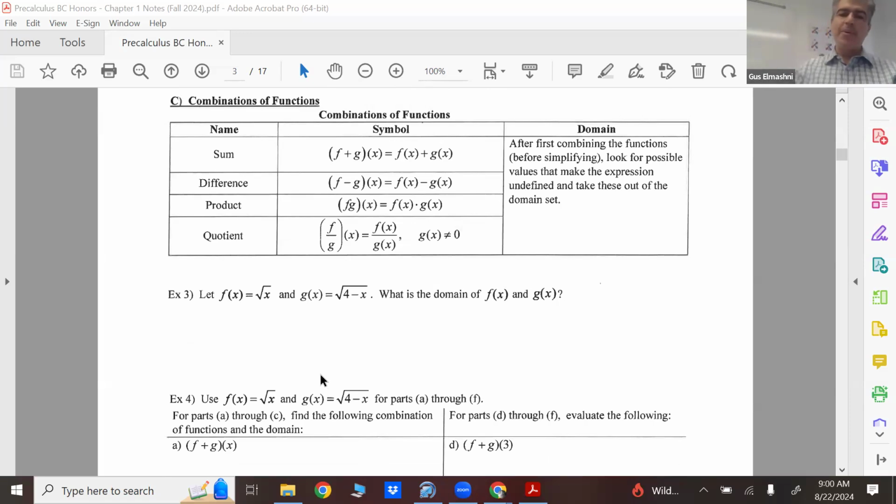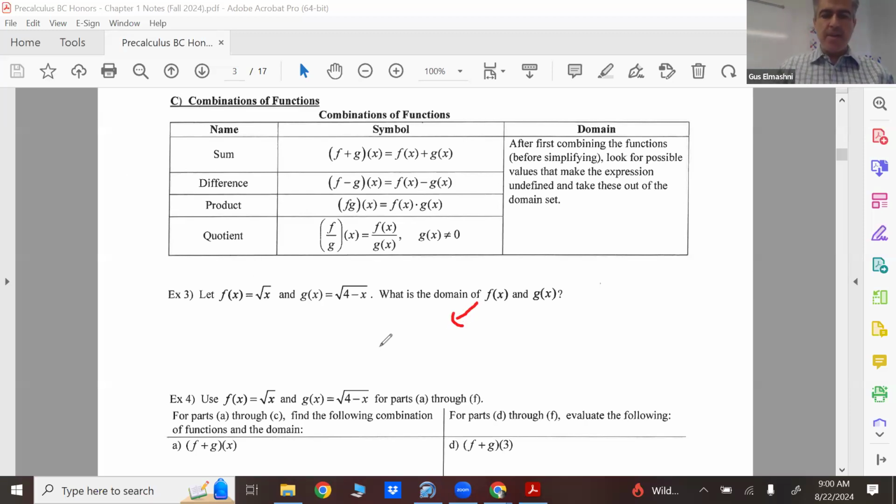All right, part c is pretty easy. I really don't think I have to beat around the bush here. You're adding two functions, just add them. Subtract, multiply, divide. Of course, when you divide, make sure the denominator's not 0. And then we'll find the domain for those combinations. It's just that simple, right? So let's take a look at example 3. Let's get a domain for each of those.